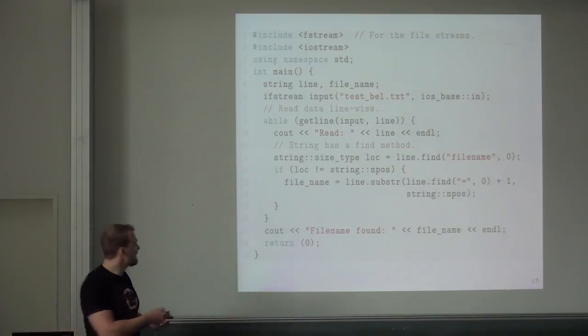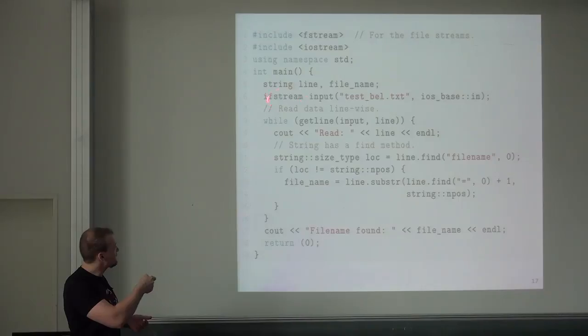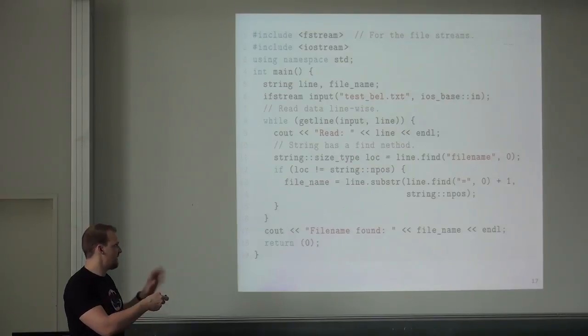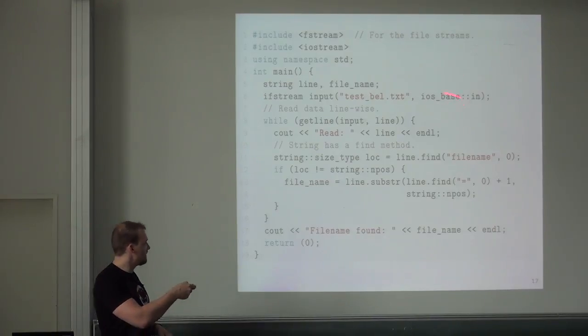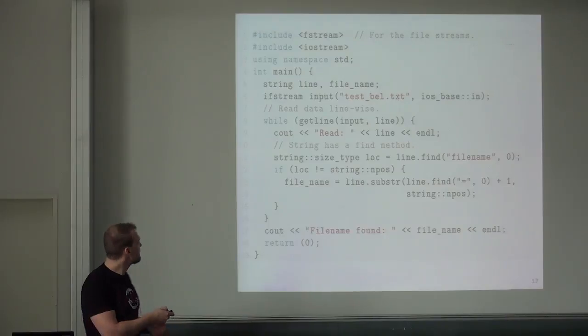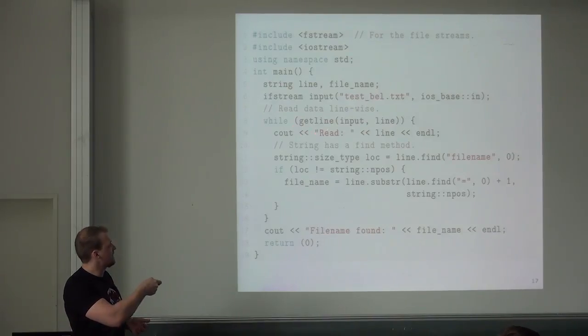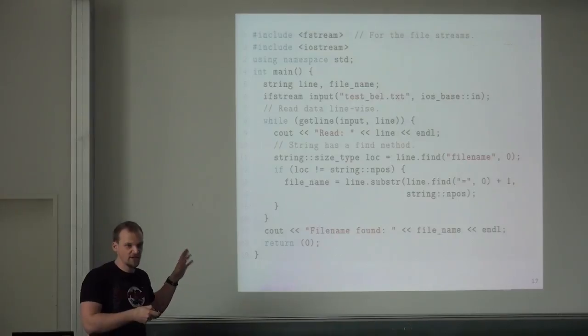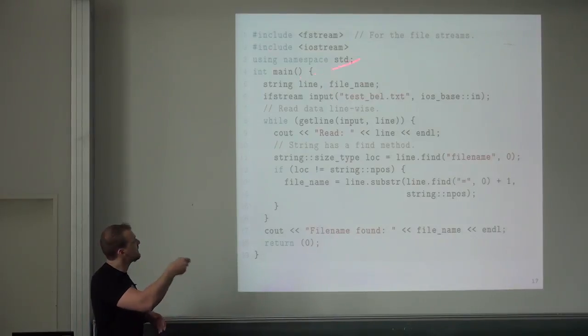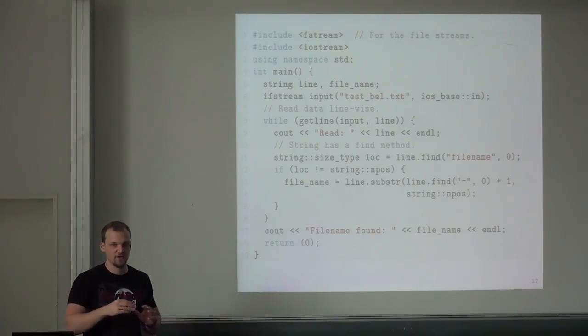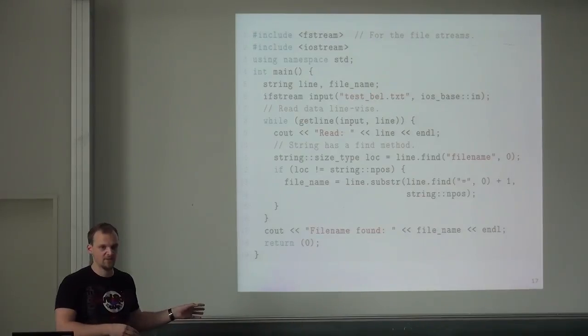The idea is that you still create an ifstream object, input. You give it the file that you actually want to read. You give it that it's going to be an in. Again, this can be ignored. I thought I removed it from everywhere in the examples, but I didn't. And then you can use this getLine function. Again, all of those functions are in the std namespace. It's just that we're using namespace std here to save space, but they're all in the std namespace.